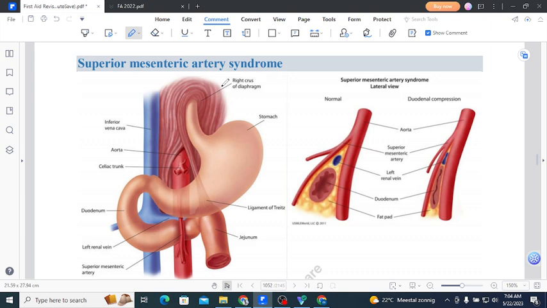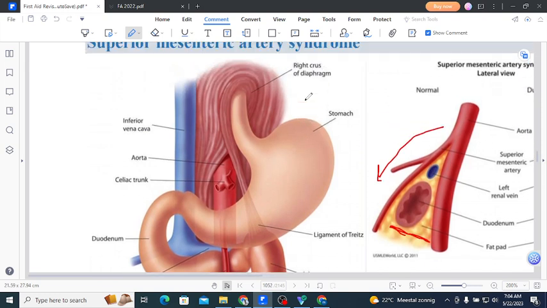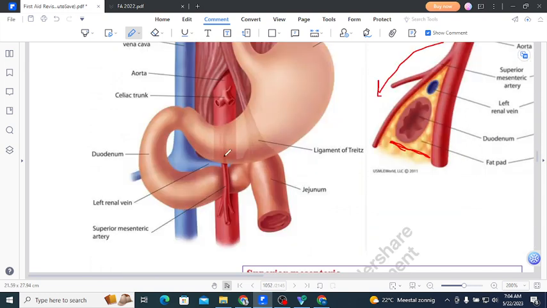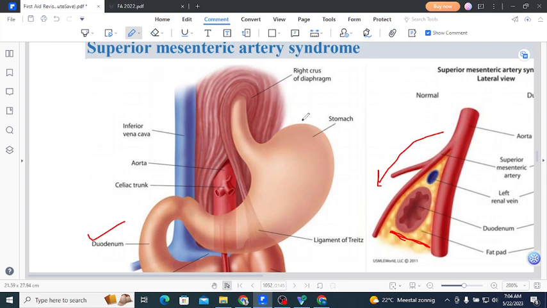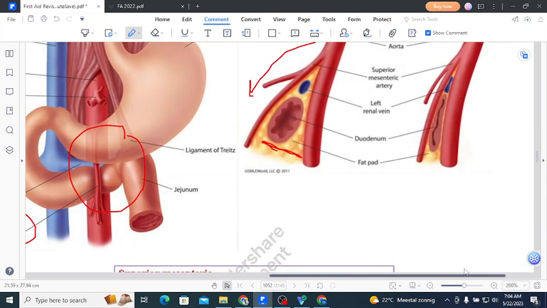So there is the superior mesenteric artery syndrome. We have to see that because this is the third part of the duodenum, and the superior mesenteric artery is coursing anterior to that. Now let's zoom this structure first. So here you can see that there are a lot of structures, and the superior mesenteric artery is coursing anterior to the duodenum, and in this picture you can see it is also compressing the third part of the duodenum to some extent. This is the duodenum, and then we have the left renal vein that is traversing behind that and stuff like that.